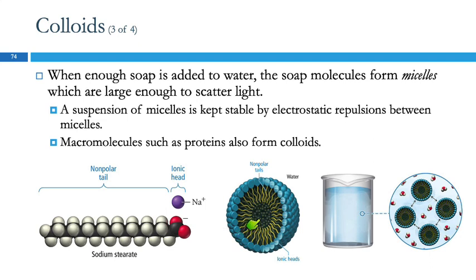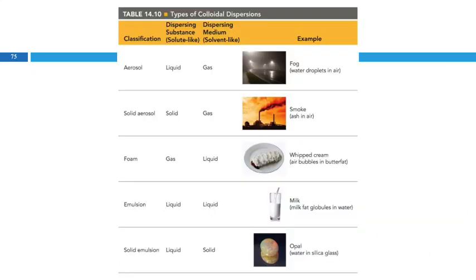These little spheres of soap will stay separate from each other because of the charges on here, these like charges, and so they're going to repel each other. But these are much larger particles, and so if you have a soapy solution, it's going to be a little bit cloudy, right? Proteins can also form colloids. There's a lot of different types of colloidal dispersions.